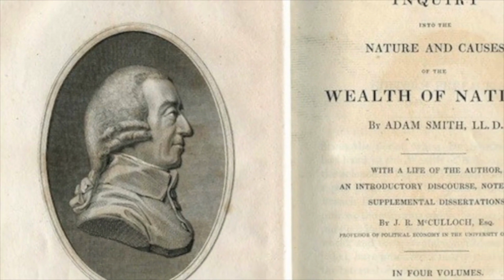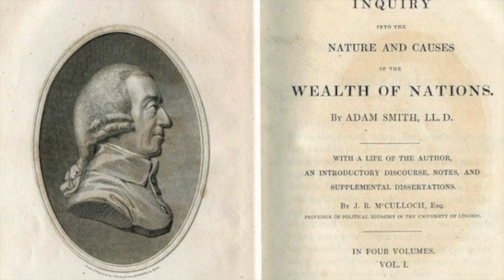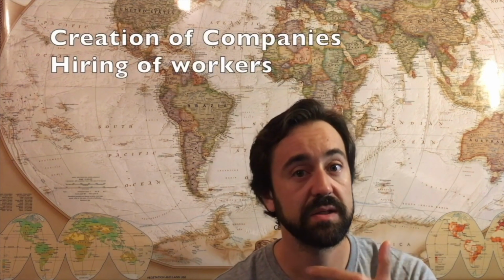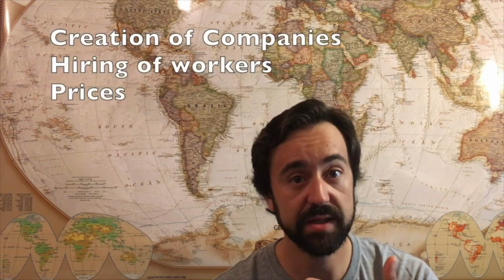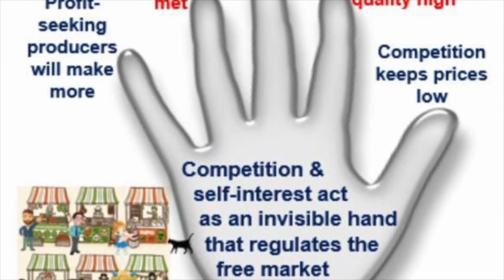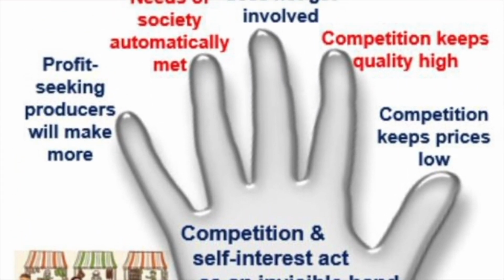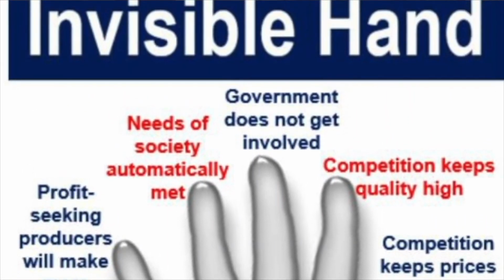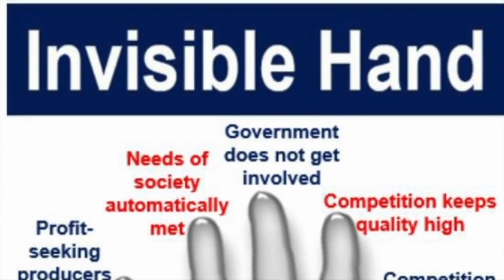This theory says the economic activity should be ruled by the principle of economic freedom. According to this, we need freedom, first, to create companies, second, to hire workers, and third, to set the prices of our products. Freedom lets the economy adjust itself, so the intervention of the state is not necessary. Adam Smith called this way of adjusting the invisible hand.